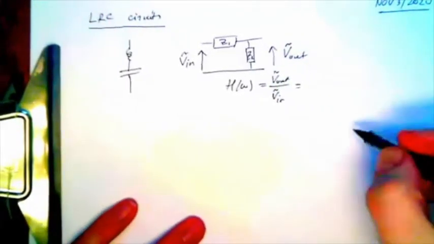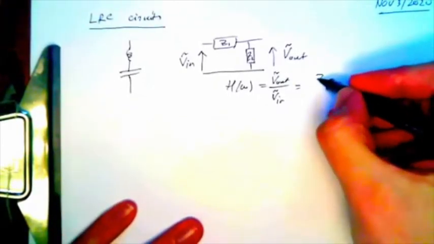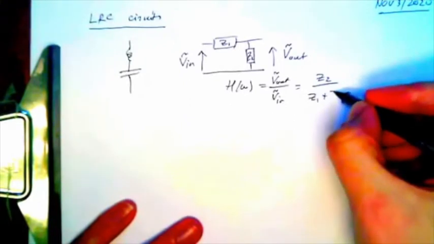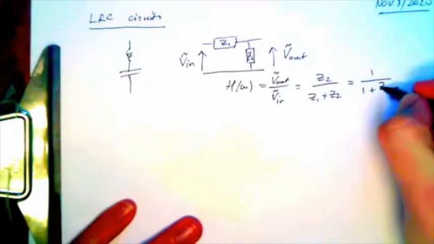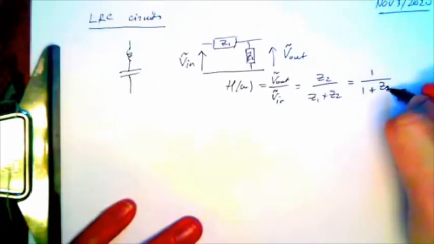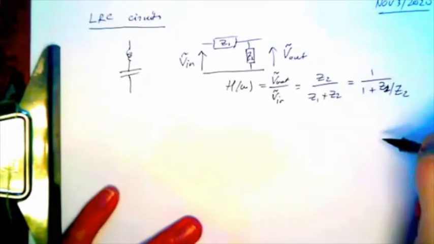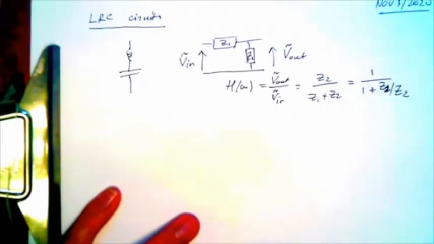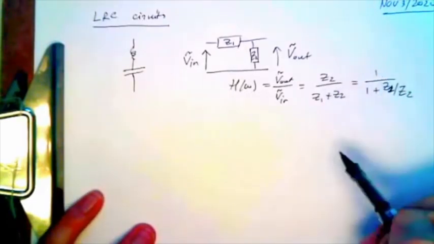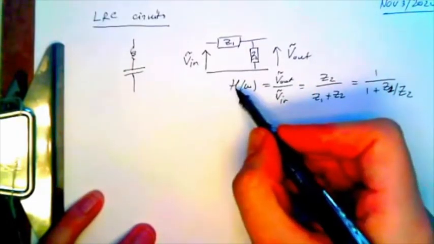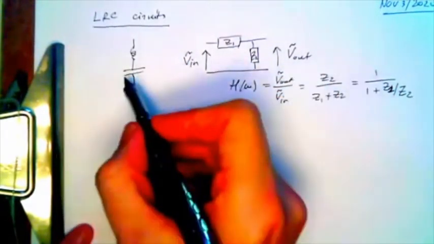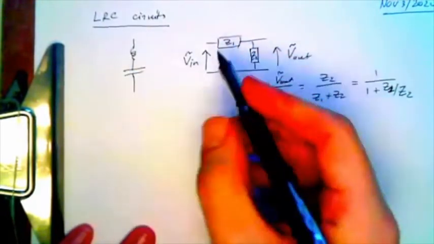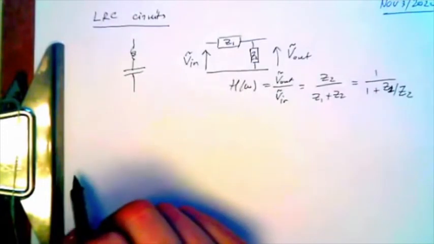So it's dimensionless. And it is going to be that Z2 over Z1 plus Z2, or in other words, 1 over 1 plus Z1 over Z2. So we can apply this calculation for the transfer function to a network that contains not just 2 circuit elements, but more than 2, as long as we can make it into something that looks like this.